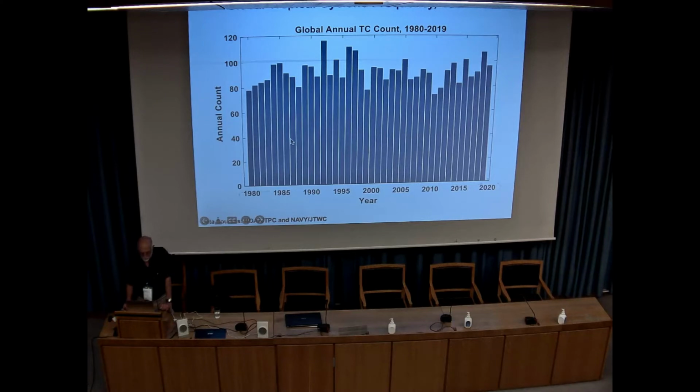In terms of annual TC count, there's a seemingly statistically steady number of about 90 per year globally. Nobody knows why. It's one of these things people are working on. Why are there 90? Why is the sky blue? It's one of those questions. Why are there only 90 per year?